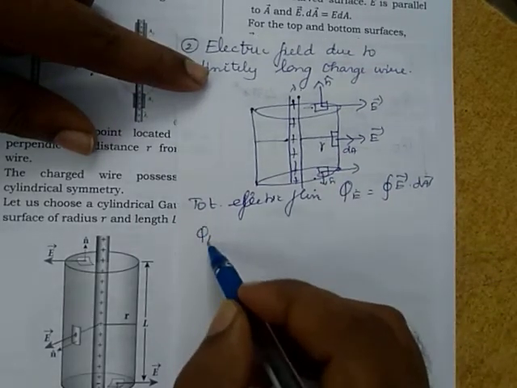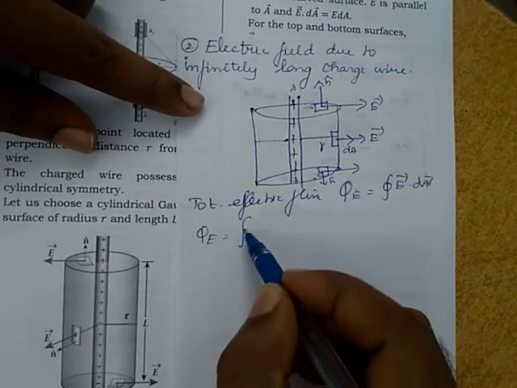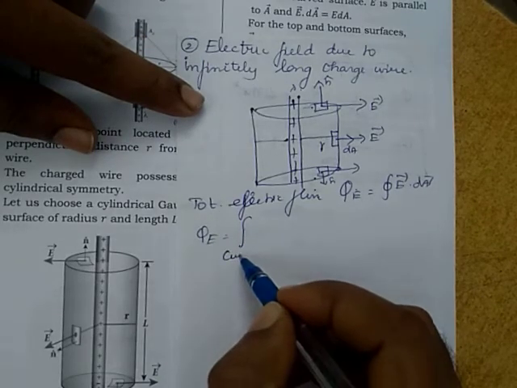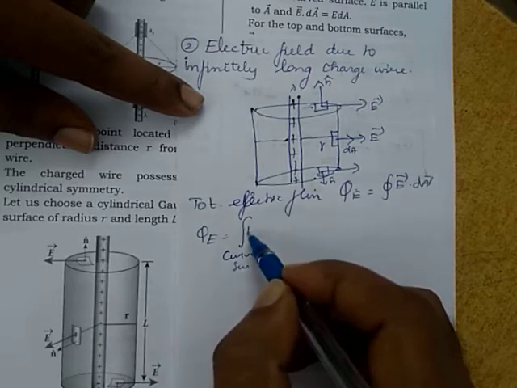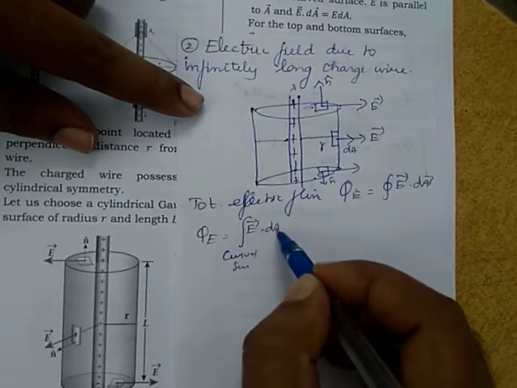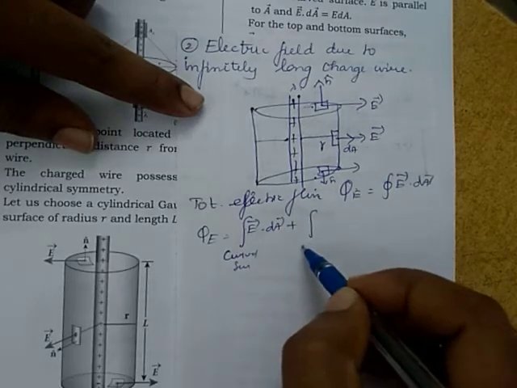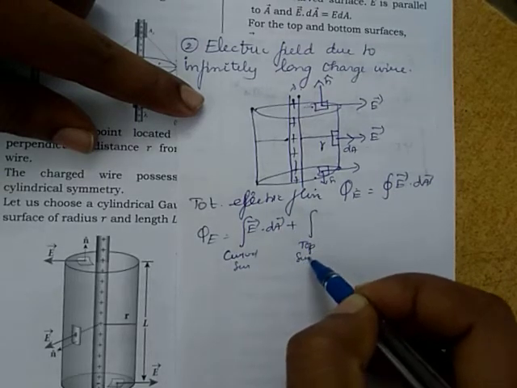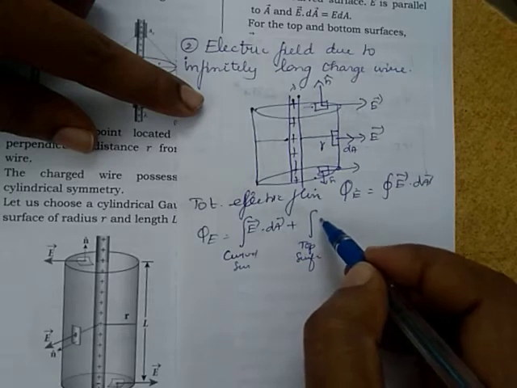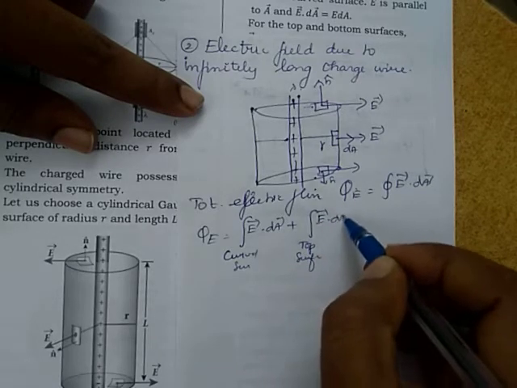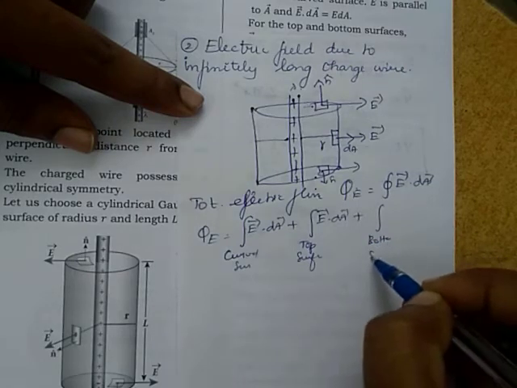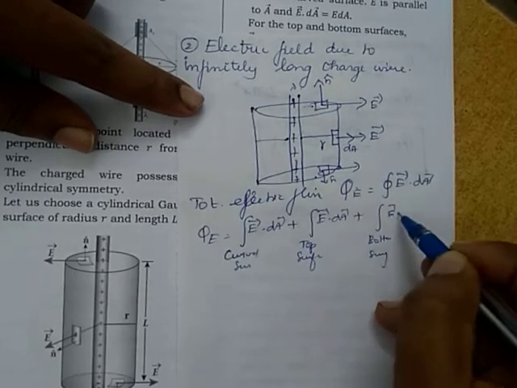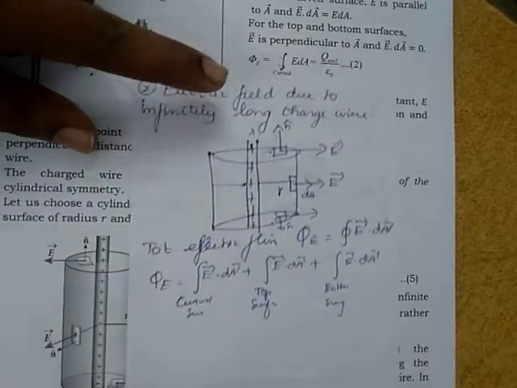It is split up into phi E is equal to the closed integral, which becomes the curved surface, that is E vector dot dA vector, then plus the top surface, that is E vector dot dA vector, then the bottom surface, E vector dot dA vector. See, it is an easy one.